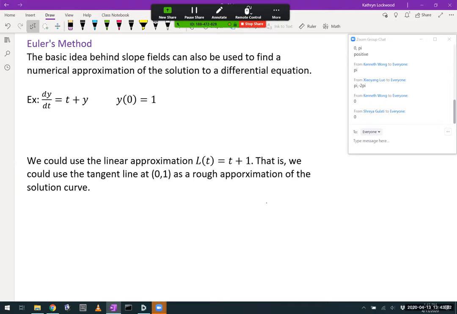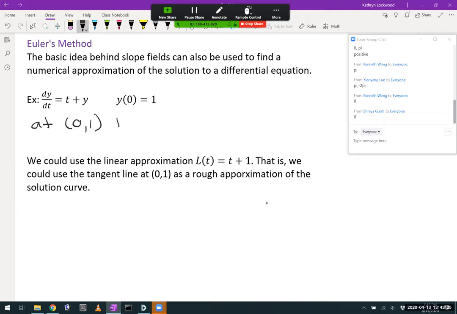All right, so I want to do the same thing where I'm going to start it off with this example, dy by dt is equal to t plus y, and then we'll figure out what the method is afterwards. I'm also going to choose an initial condition, y of 0 is equal to 1. Then we know 0, 1 is a point on the solution curve.